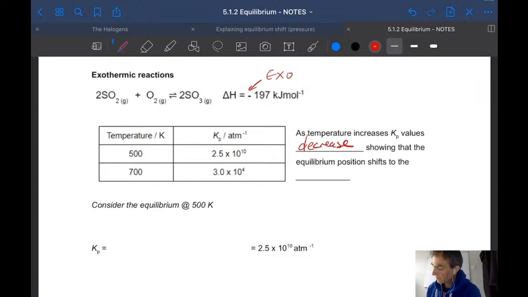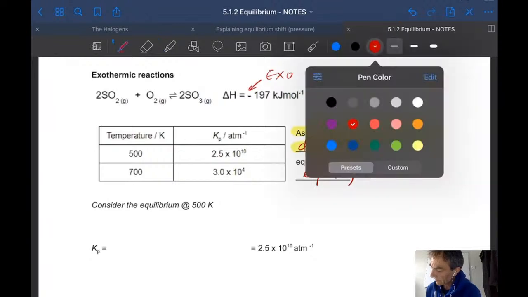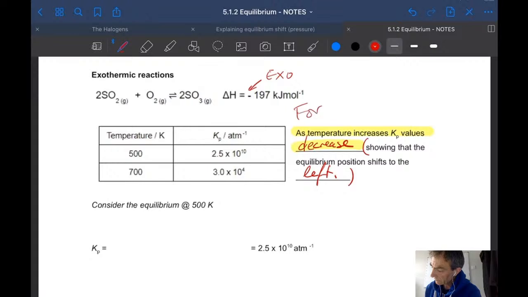showing that the equilibrium position shifts to the left. I'm going to put that in brackets because really the main thing is what I'm going to highlight now. That is the important thing. As temperature increases, Kp values decrease for exothermic reactions. So I'm modifying the note as I go here, sorry about that. That's what you need to remember.